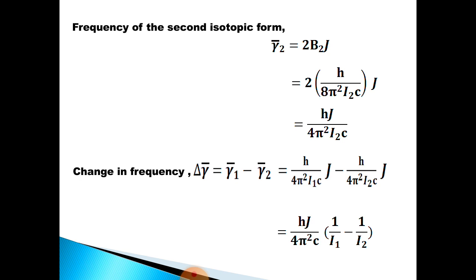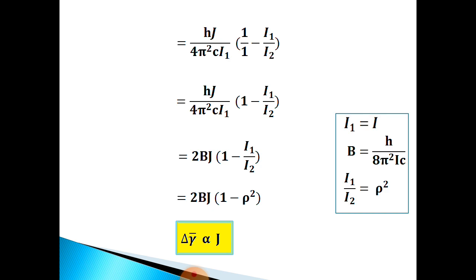Then the change in frequency del nu bar is equal to nu 1 bar minus nu 2 bar. Here you substitute the value of nu 1 bar and nu 2 bar. Take common terms outside. And this is equal to hJ by 8 pi square I1 c into 1 minus I1 by I2. When you substitute I1 is equal to I, B is equal to h by 8 pi square I c, then we will get 2BJ into 1 minus I1 by I2.